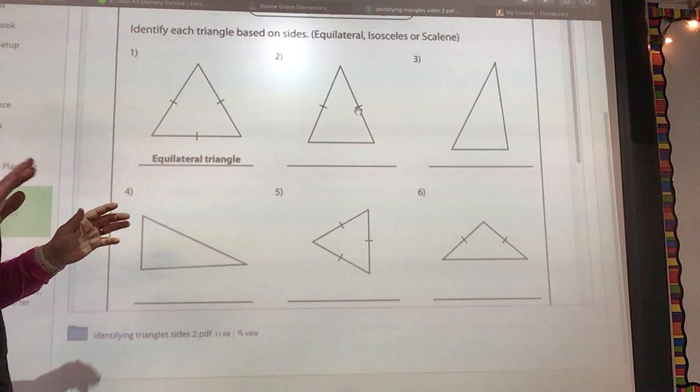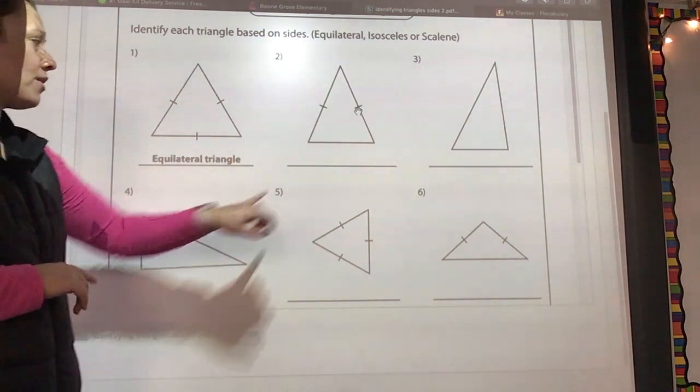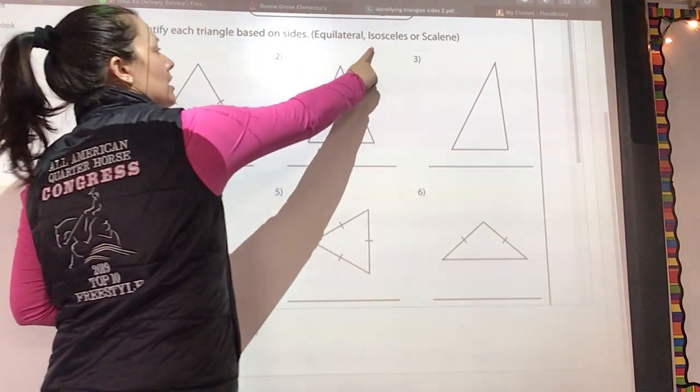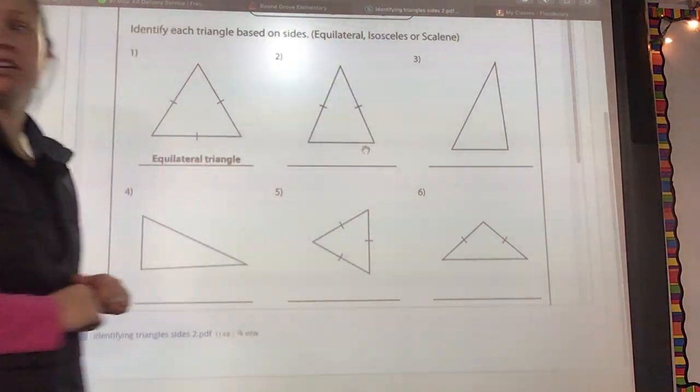Icicle triangle. I love that you call it an icicle triangle. You're super close. Isosceles. Okay? Isosceles. It's right up here if you forgot how to spell it. Isosceles triangle. Number 2 in your math notebook.